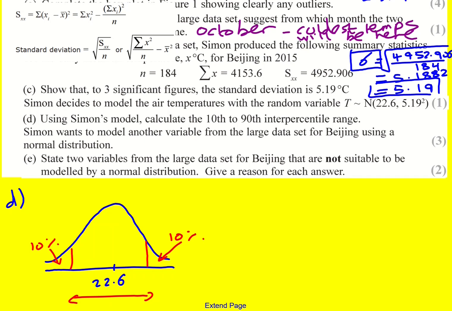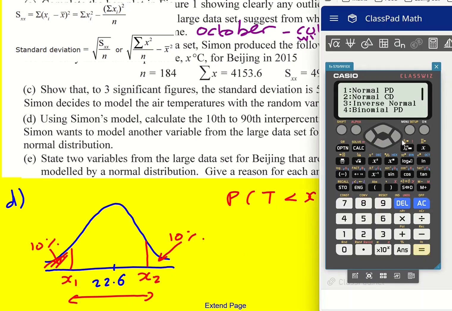I'm going to say that this is x1 and this is x2. And we want to find out x2 minus x1. The best approach, I think, is let's do this one. So the probability that T is less than x1 is going to be 0.1. You could alternatively do the probability that T is less than x2 is 0.9. Absolutely fine either way. And now we can do inverse normal.